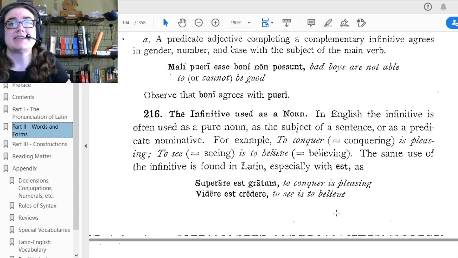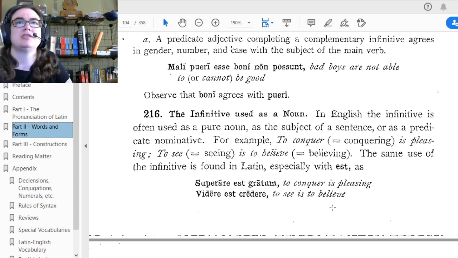The infinitive used as a noun. Oh man, the infinitive can do anything. The English does this too, so that's not too tricky. In English, the infinitive is often used as a pure noun, as a subject of a sentence, or as a predicate nominative. For example, to conquer is pleasing, to see is to believe. So it does this in Latin. If you have to describe an infinitive, it's neuter singular. So to conquer is pleasing, superare est gratum, videre est credere, to see is to believe.